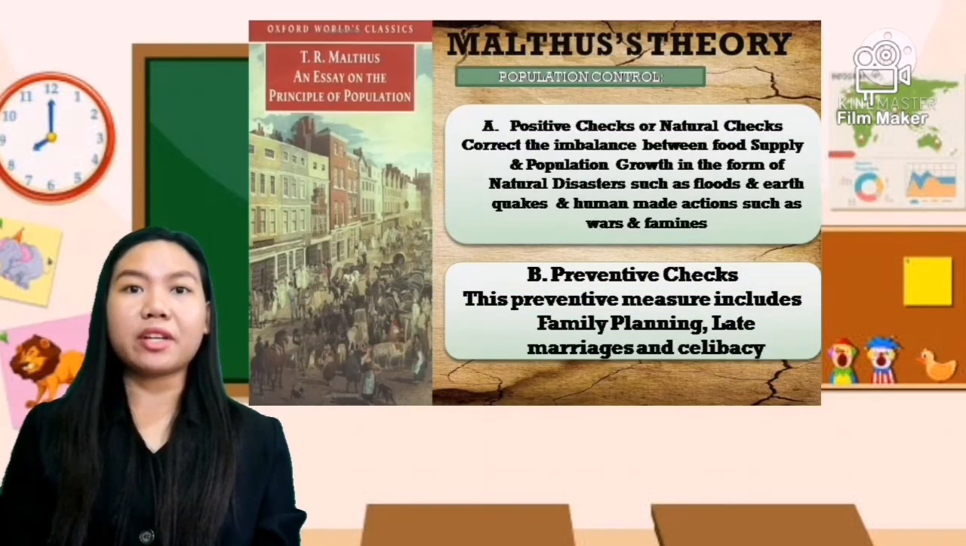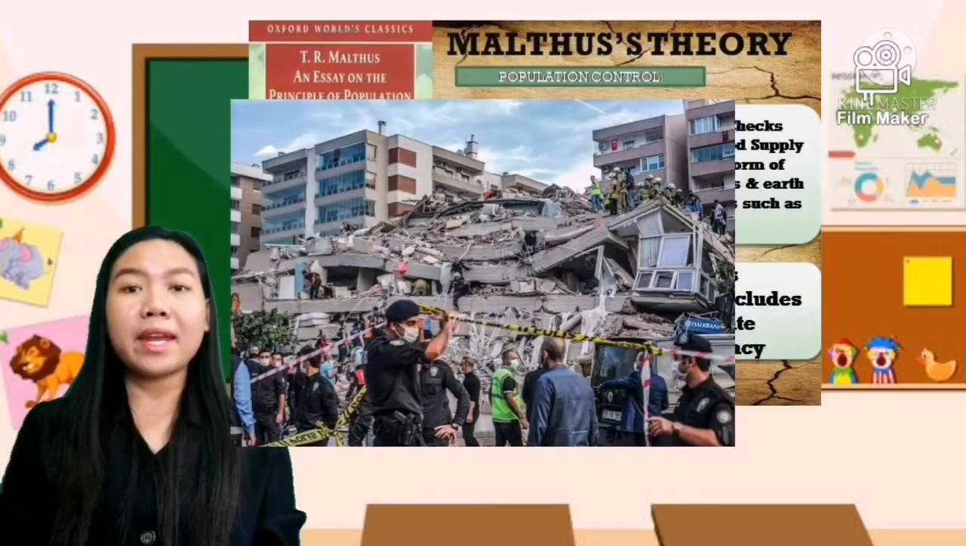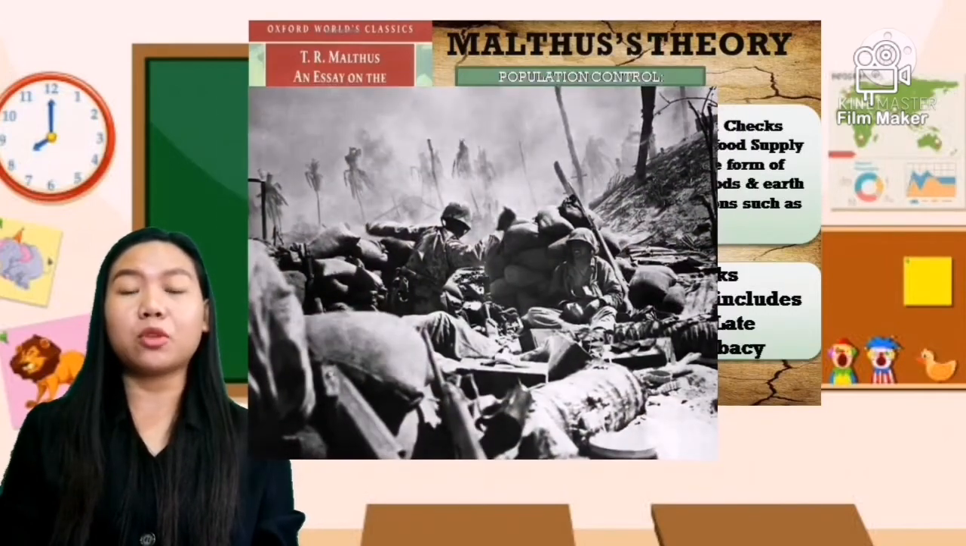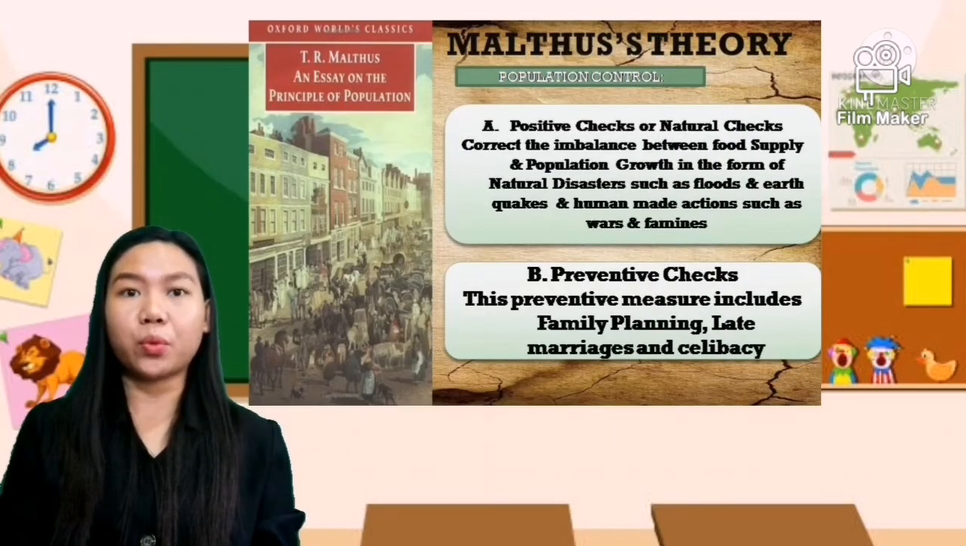First is positive checks or natural checks. He believed that natural forces would correct the imbalance between food supply and population growth in the form of natural disasters, such as floods, earthquakes, and human-made actions such as wars and famines. Kito para ani mugamay ang population sa world.